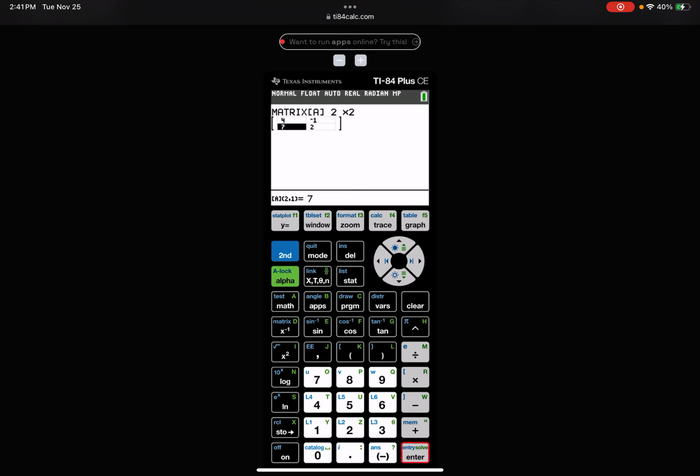Alright, so I entered my matrix. Now I can go back to second matrix and go to math. Click on determinant and then click on second matrix and click on that matrix you just entered. Hit enter. And then it'll give me the answer, 15. So your calculator, I believe, will only give you the determinant of a square matrix. So like 2 by 2, 4 by 4, 6 by 6, but not of a non-square matrix.